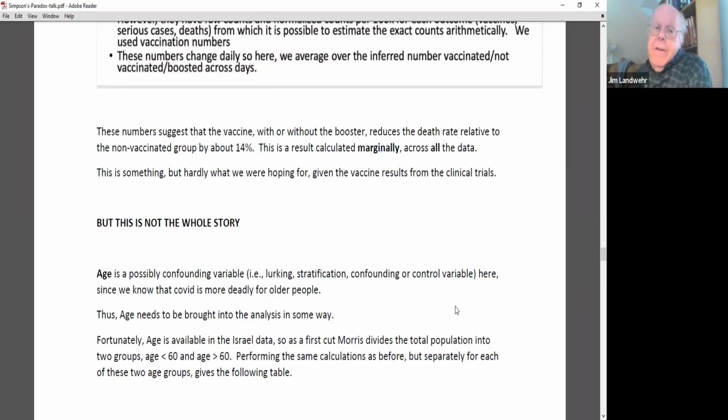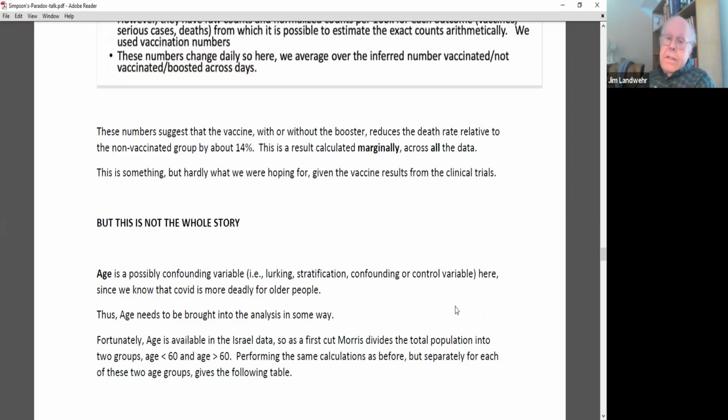So age is a possibly confounding variable here, a lurking variable, a stratification variable, confounding variable, control variable. I think you could call it a hidden variable too, because it wasn't included in the data that has been presented so far. However, we know from the real world that COVID is more deadly for older people. So it makes sense to bring age into the analysis in some way.